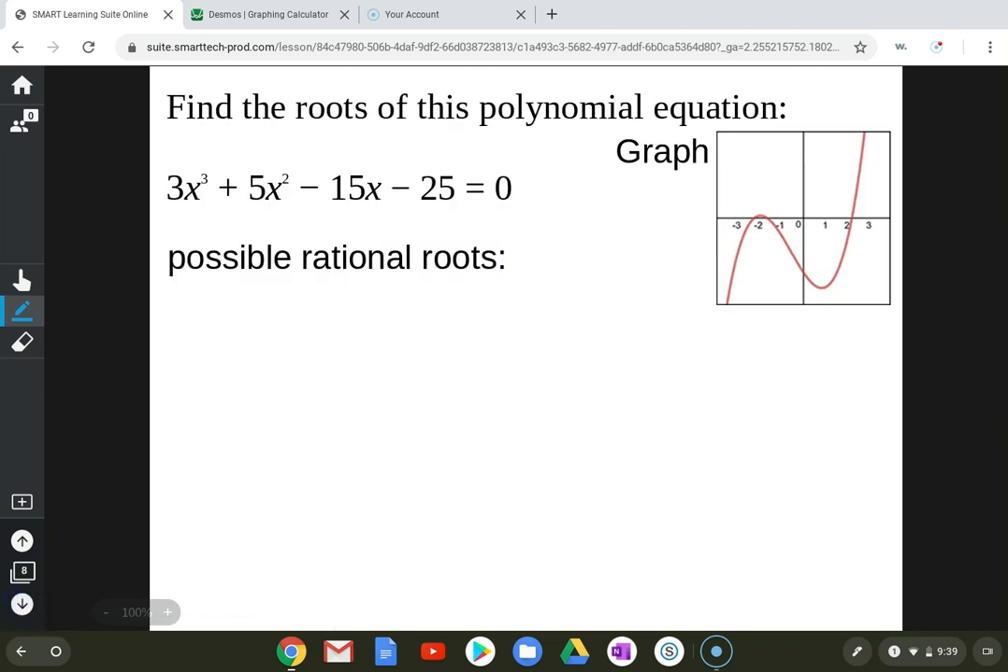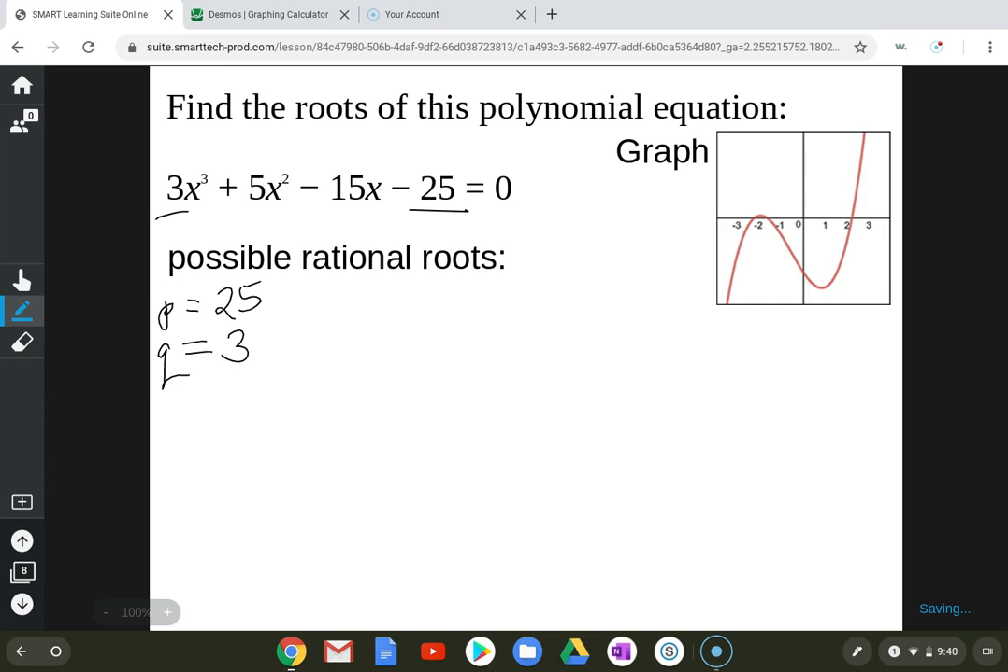So we're going to find the roots of this cubic polynomial here. We're going to start by listing our possible rational roots. Our constant term, our p, is 25. That's the constant. Don't worry about the negative. We'll deal with the negatives in a little bit. And our q, that's the leading coefficient, is 3.